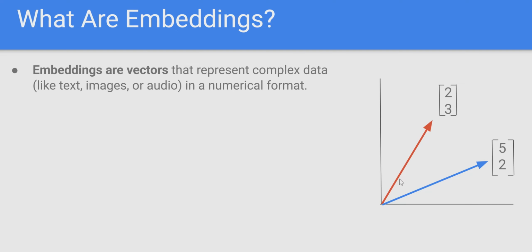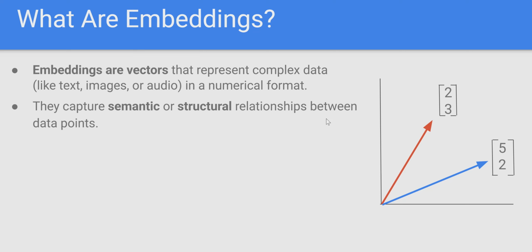So for example, these vectors over here, this is commonly how you would see a vector represented in your matrix or linear algebra class. These have coordinates, like this one has coordinates 2 and 3, and then this one has coordinates 5 and 2. And in a vector database, this is how your text, images, or audio would be stored, as these vectors with numbers here. These vectors, these embeddings, they capture semantic or structural relationships between data points.